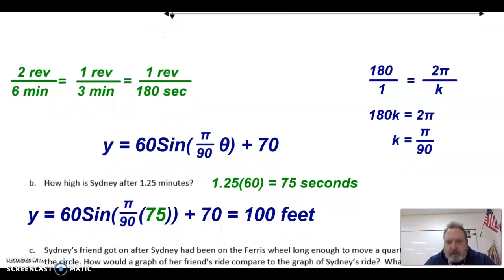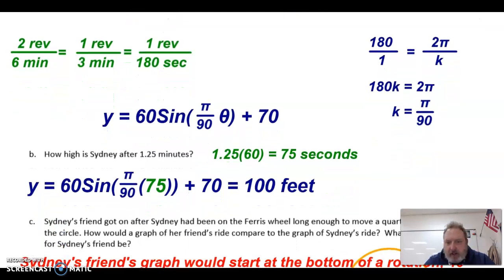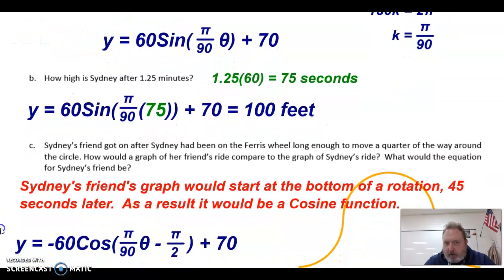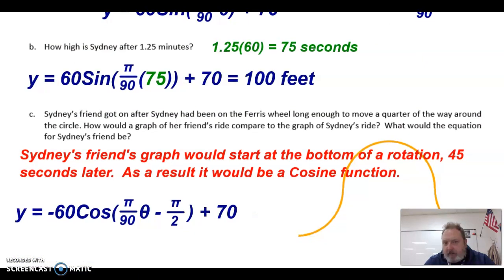And the last part of this says she's got her friend who wanted to get on after she was a quarter way around. How would her graph compare? Basically, because her friend's getting on at the bottom of the Ferris wheel, you have a cosine graph, and she's getting on after she's a quarter way around. So she's going to start at the bottom, go up, and so forth. So we have a phase shift here because she is getting on later.